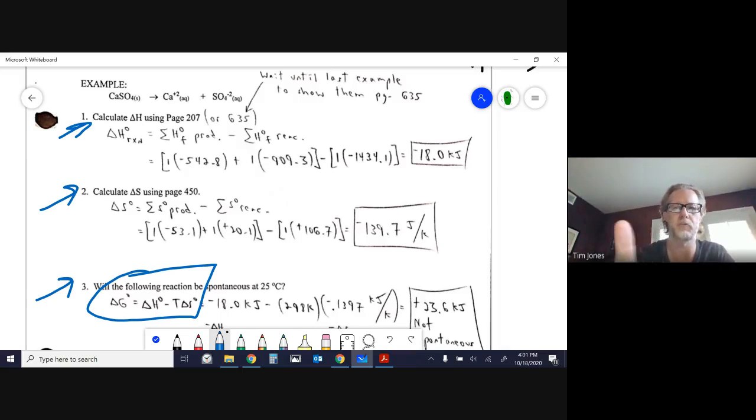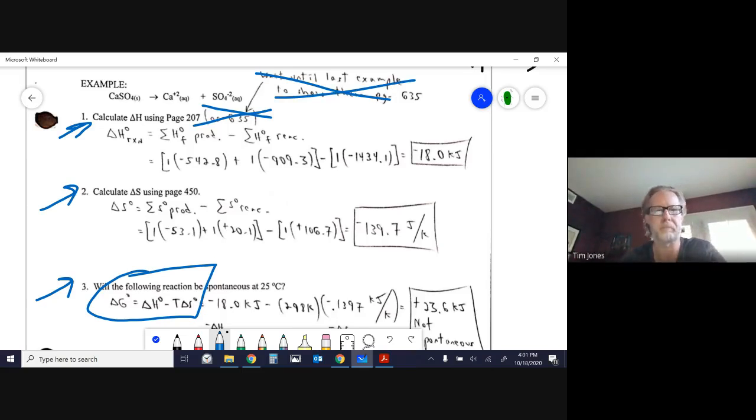Now, I mentioned, do not use page 635 yet. Of course, you could just jump right to number 3 here, and you could look up what the delta G is on page 635, but I don't want to do that. So ignore that and don't go there yet.